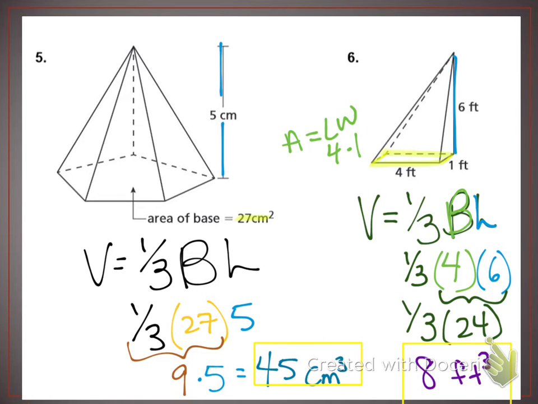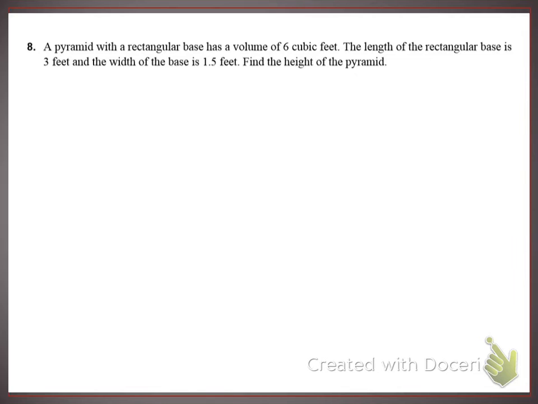So we aren't really learning new things anymore. We're just applying it to a pyramid. You've already done a problem like this with prisms. Now we're just doing it with a pyramid. So a pyramid with a rectangular base has a volume of 6 cubic feet. The length of the rectangular base is 3 feet, and the width is 1.5 feet. Find the height of the pyramid.